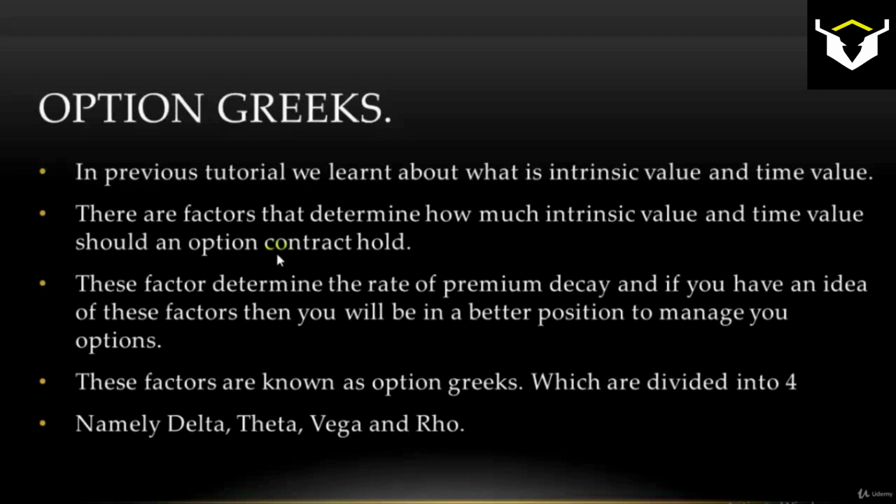So it is very necessary to know what is going on with the Greeks of an option contract that you are holding. These Greeks will help you understand the nature of the movement of options, and they will keep you in a well informed position. They will also help you in warning against any potential market change. These factors are known as option Greeks, which are divided into four: delta, theta, vega, and rho. Let's go ahead and learn about them.